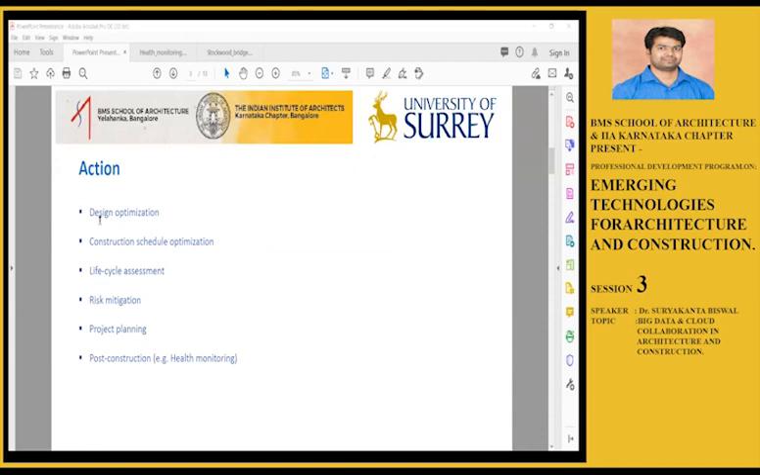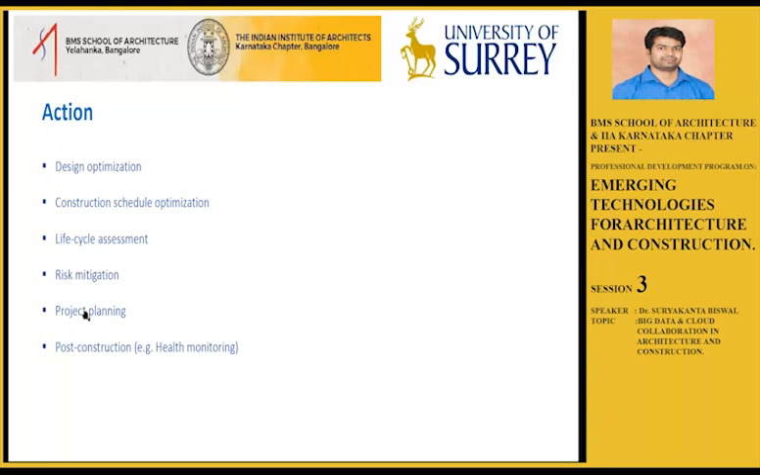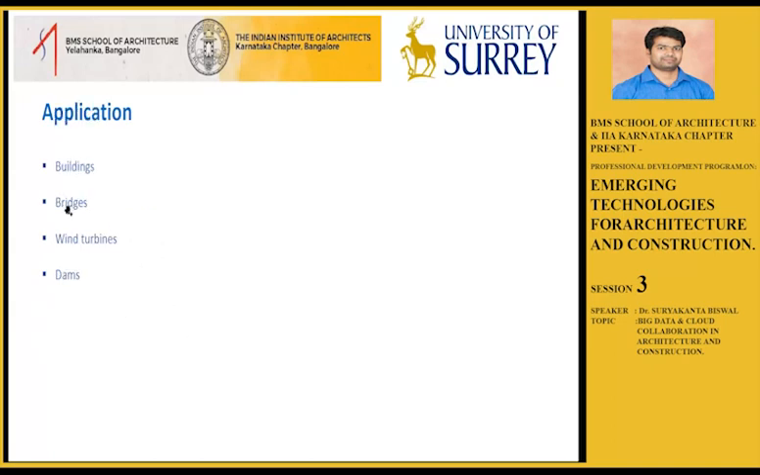The actions I was talking about could be design optimization, construction schedule optimization, life cycle assessment, risk mitigation, project planning, or post-construction. Post-construction can be health monitoring or something else, such as life cycle assessment, repair, or rehabilitation. So these are the actions, and today I'll be talking only about health monitoring. The next is applications. I'll be talking about bridges, but you can apply the same techniques to buildings, wind turbines, dams, any kind of structure.